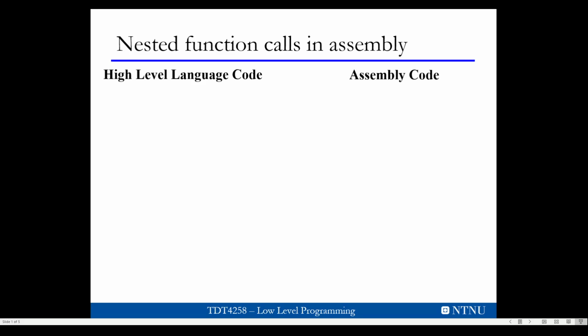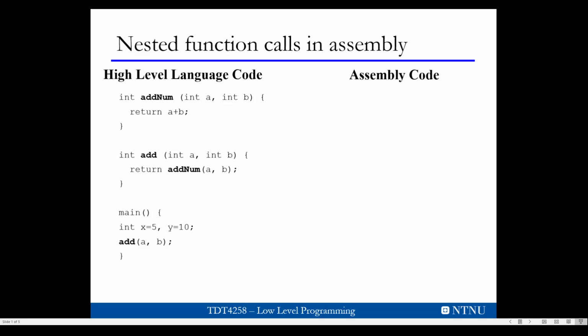Let's now understand how nested function calls work in assembly. Here we have our high-level language code with three functions. The main function calls add function with two parameters. The add function calls add num function with the same two parameters. The add num function does the addition and returns the result to add function. Now this function simply returns the same result back to main function.